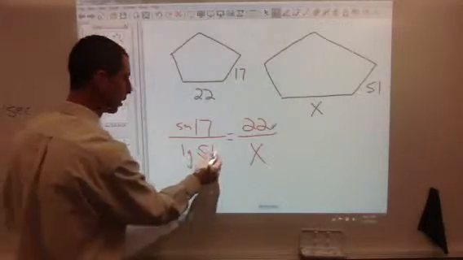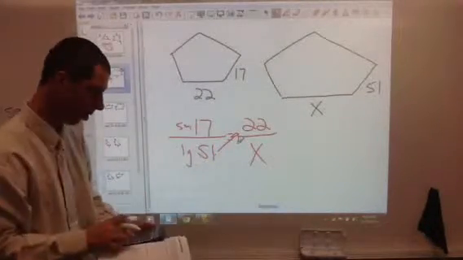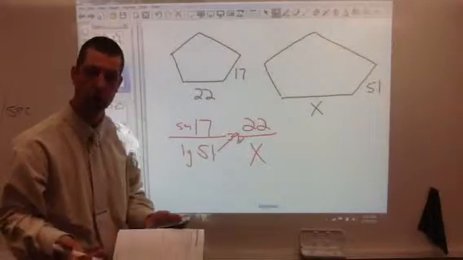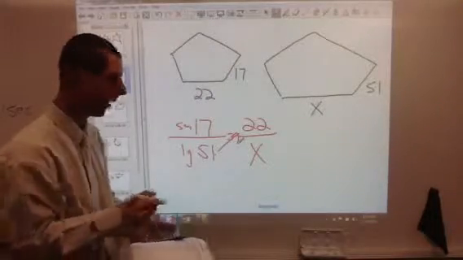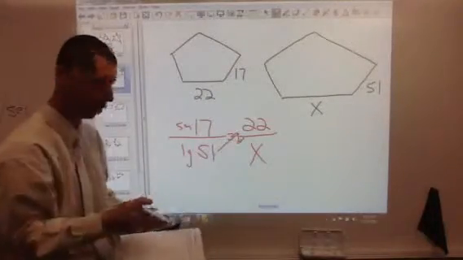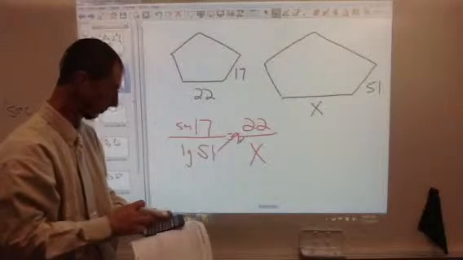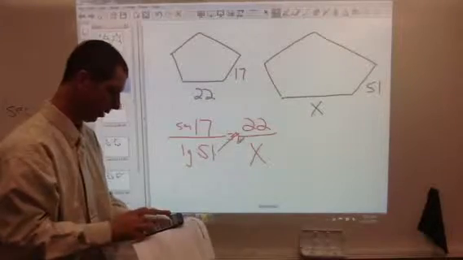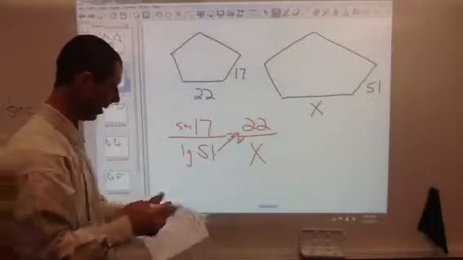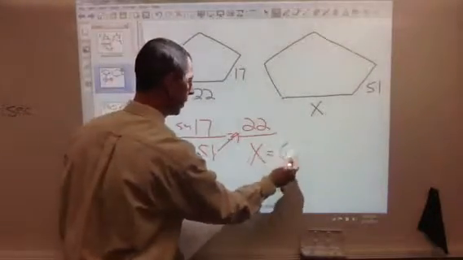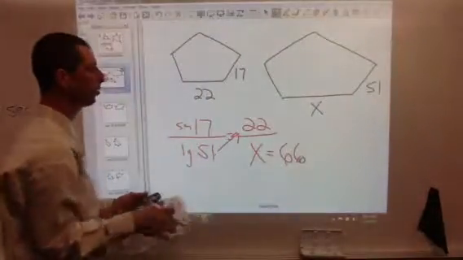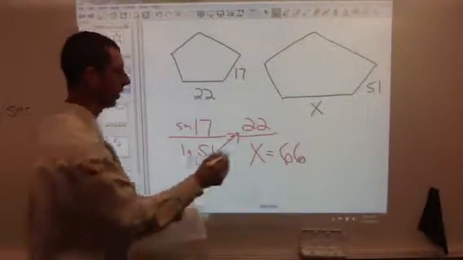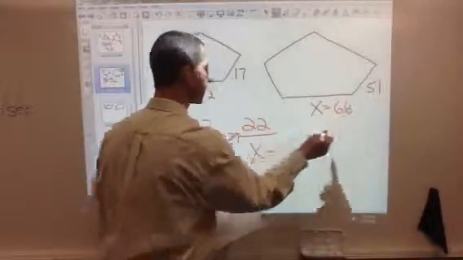Now we'll cross multiply. Okay, you can use your calculator to do that. You do not have to show your work when you do the cross multiplying here. Just go 51 times 22 and then divide that by 17. So divided by 17, and you should get that x equals 66. And make sure that that answer makes sense, okay? And 66 does make sense.